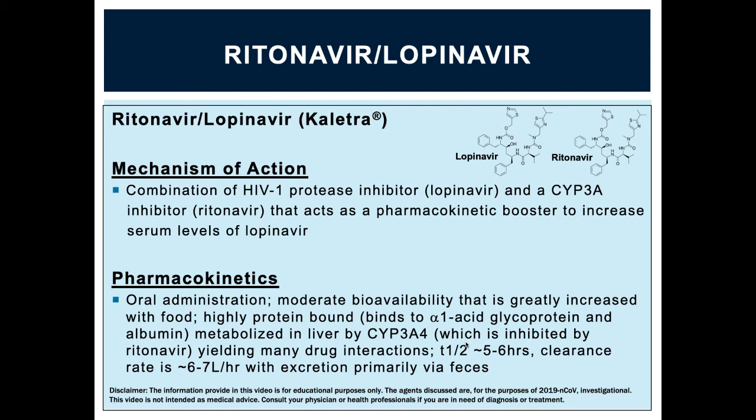Ritonavir and Lopinavir is administered orally, and it has a moderate bioavailability that's greatly increased with food. It's a highly protein-bound drug, including binding to serum proteins like alpha-1 acid glycoprotein and albumin. It's metabolized in the liver by cytochrome P450-3A4, and this again is the target of Ritonavir. Therefore, this yields many drug interactions. Also, as a consequence, plasma drug levels are influenced by hepatic dysfunction. The T1/2 is about 5 to 6 hours with a clearance of about 6 to 7 liters per hour. Excretion is primarily via the feces.